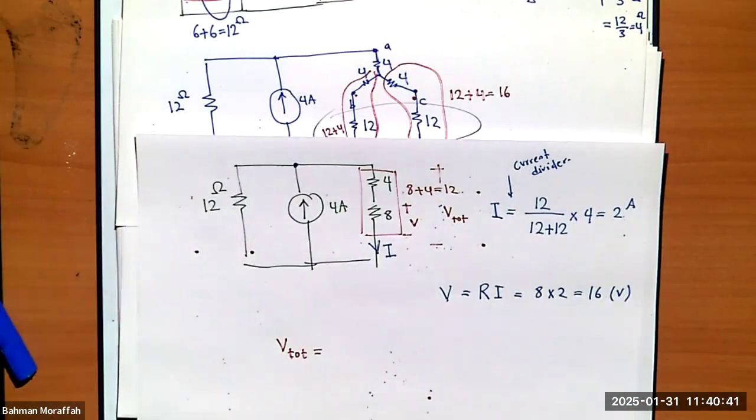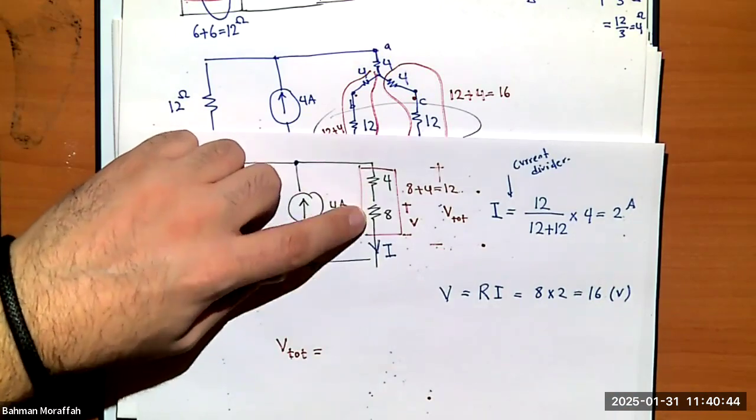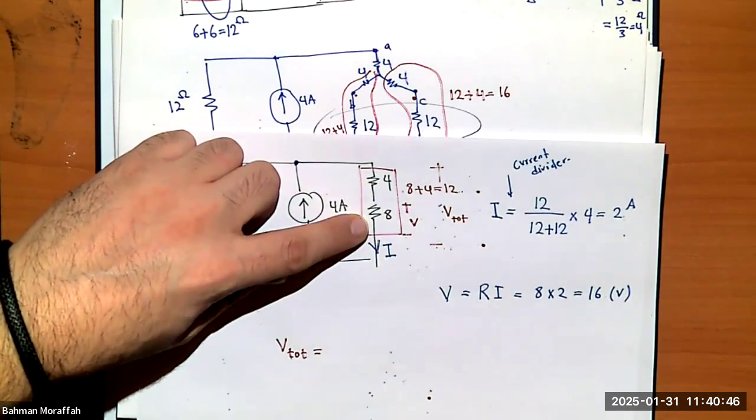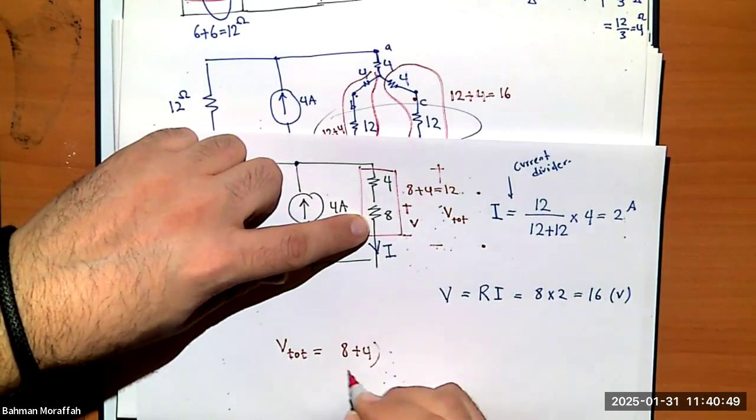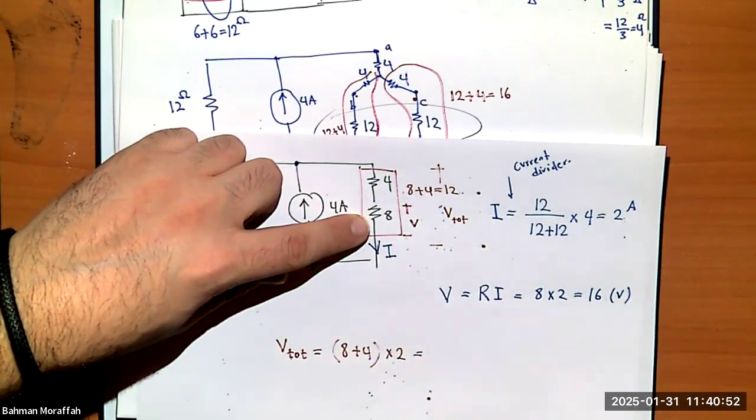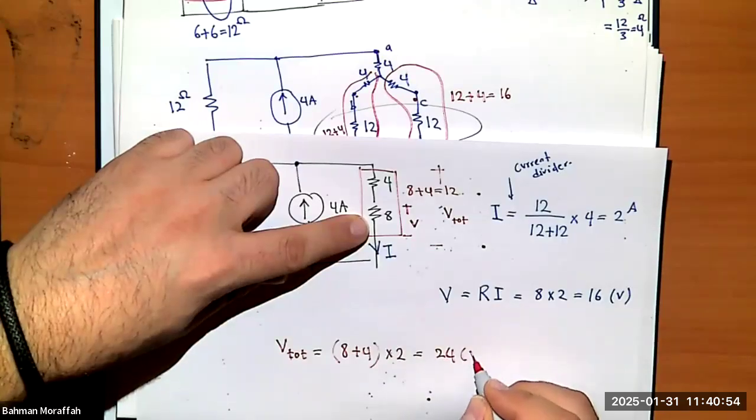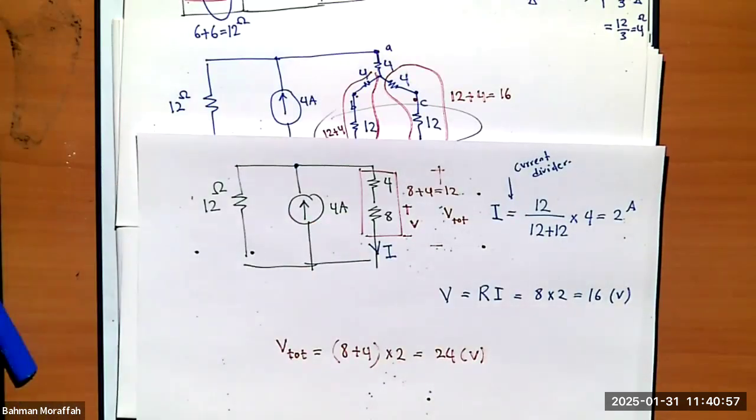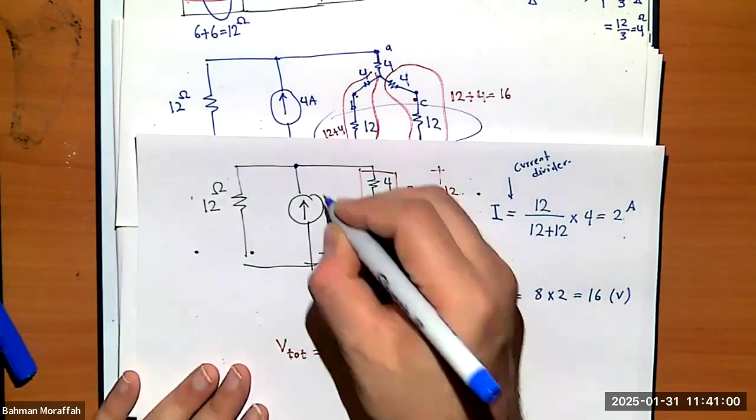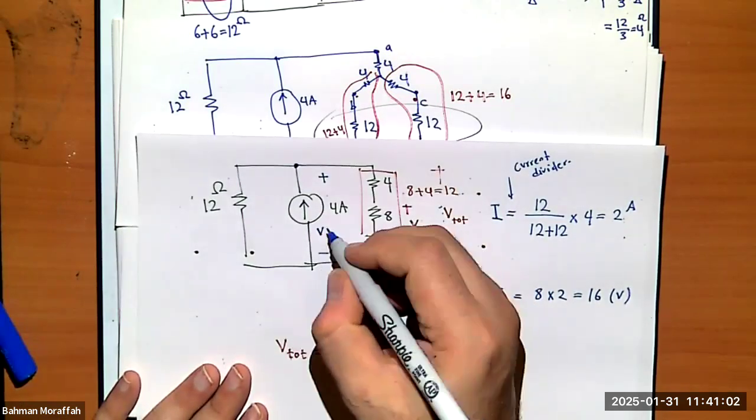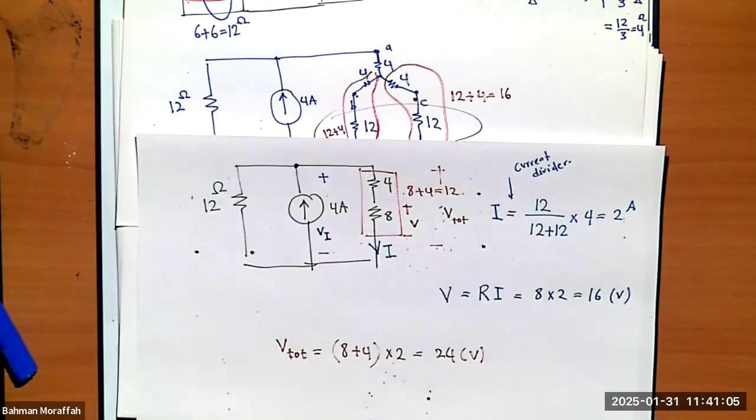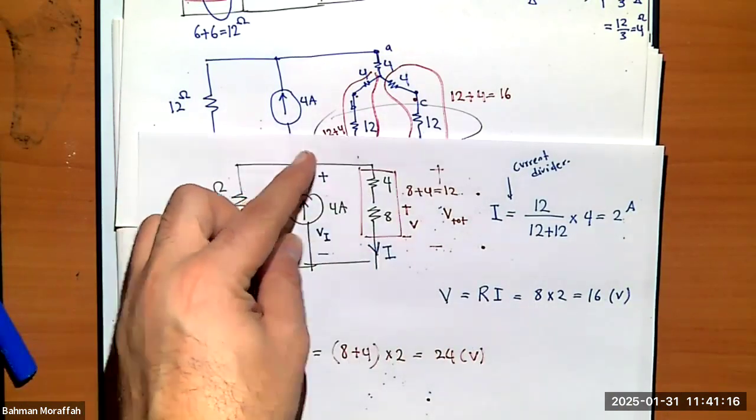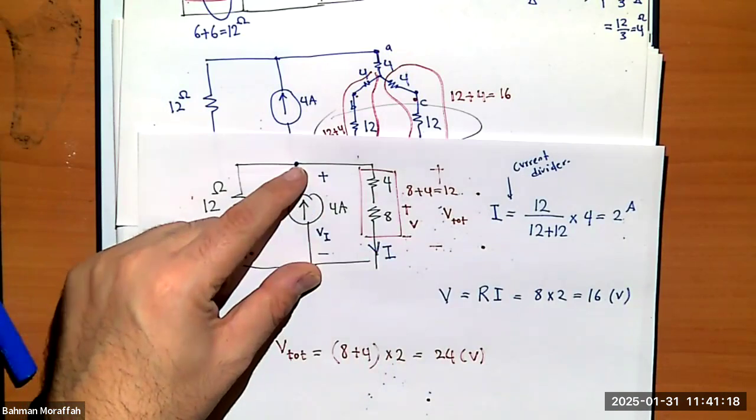What is V total? Again, it's the value of the resistance. In this case, it's 8 plus 4 times the current through it, right? Which is 24 volts. So if I assume this polarity over here, and let's just call it VI, what is the value of VI? VI must be 24, right? Because these two are in parallel, so whatever voltage I have here should jump across this.